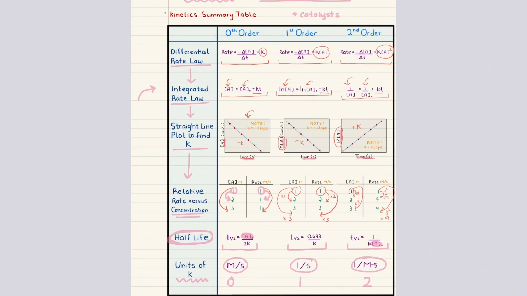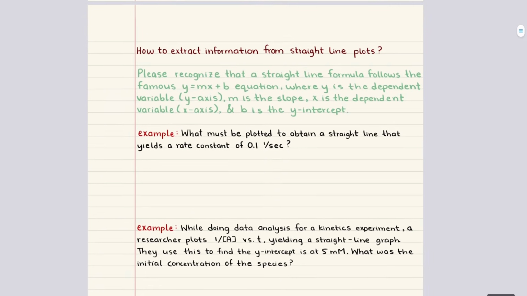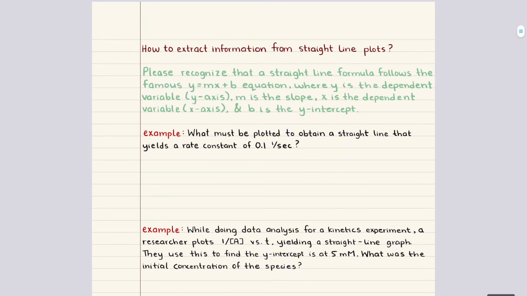Before we transition into mechanisms, I want to spend a moment reviewing how we extract information from straight line plots. In the last lecture, we focused on either looking at the rate constant units or using the method of initial rates. But now it's time to look at the plots. And this is a crucial skill because so much of kinetics relies on recognizing which plot becomes linear and then using that line to determine the rate constant.